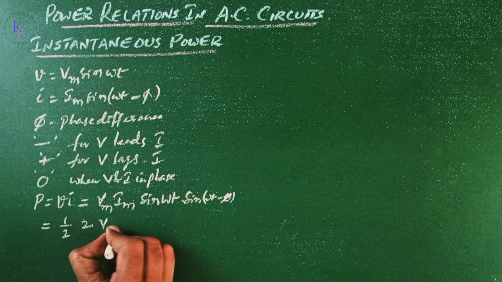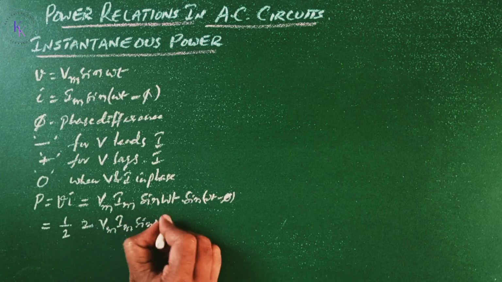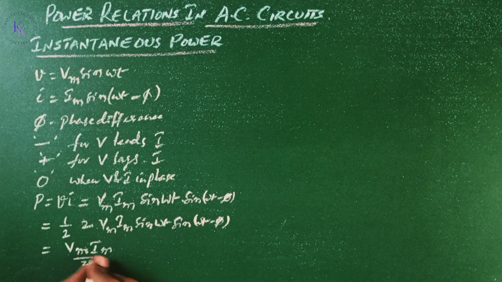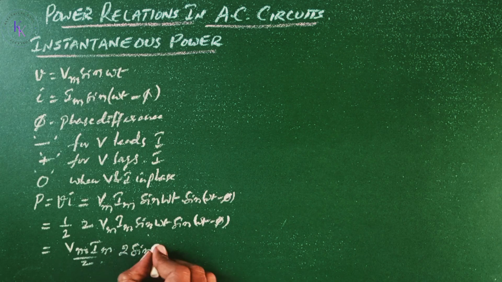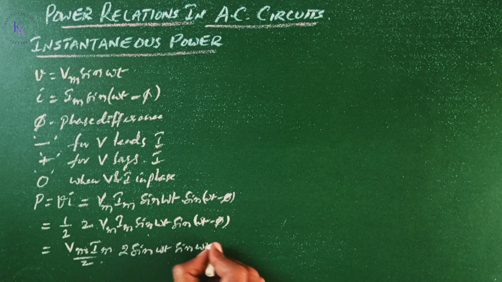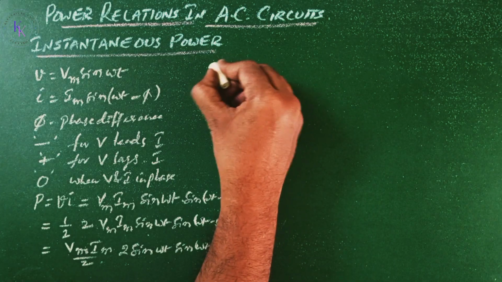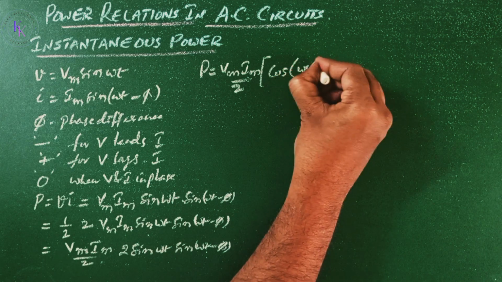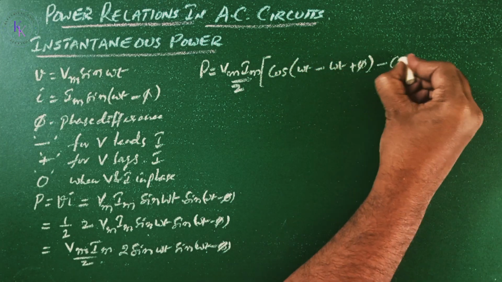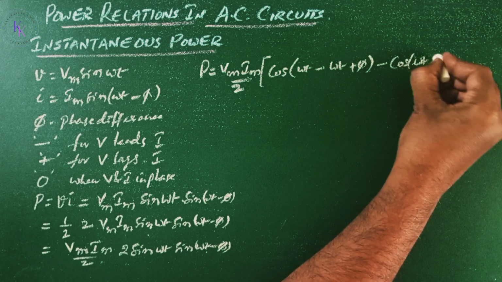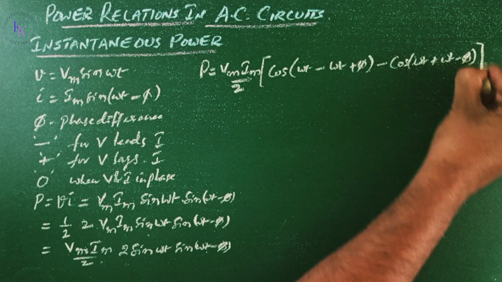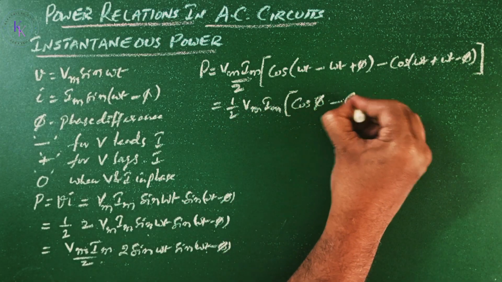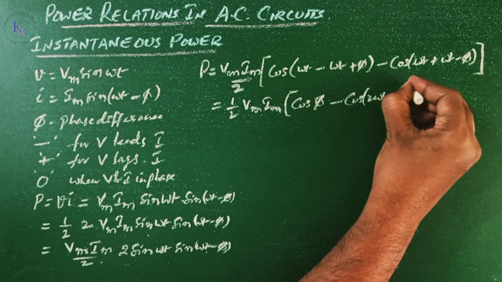Then Vm Im by 2 times 2 sin omega t sin(omega t minus phi). Then you are going to get P equals Vm Im by 2 times [cos of (omega t minus omega t plus phi) minus cos of (omega t plus omega t minus phi)]. We are going to get 1 by 2 Vm Im cos phi minus cos(2 omega t minus phi).